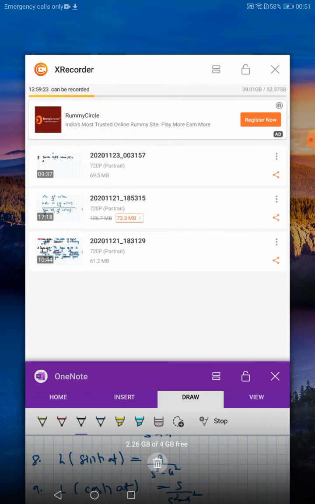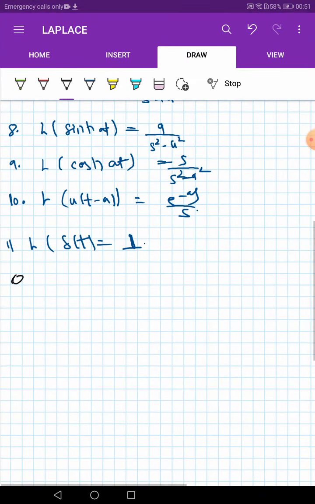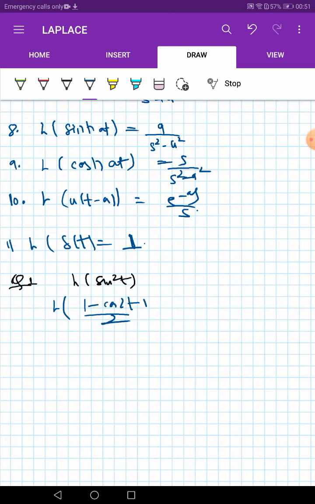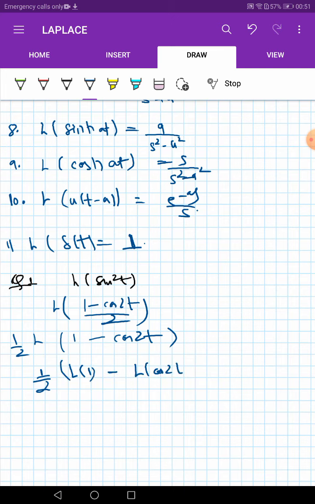Okay, so question number 1. You need to find the Laplace transformation of sine square t. Now, sine square t you can write like this: it is 1 minus cos 2t by 2. So you will be left with 1 minus cos 2t, and 1 by 2 you will get outside. So 1 by 2 Laplace transformation of 1 minus Laplace transformation of cos 2t.